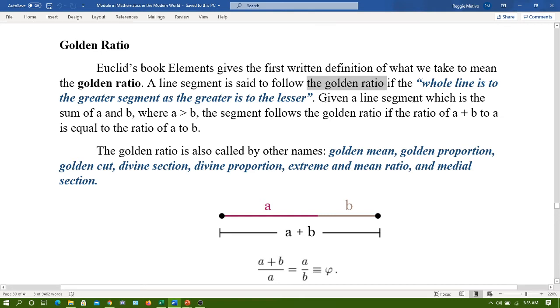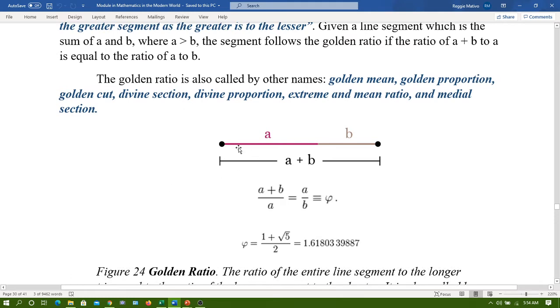Okay. Given a line segment which is the sum of A and B where A is greater than B, the segment follows the golden ratio if the ratio of A plus B to A is equal to the ratio of A to B. The golden ratio is also called by other names. We have golden mean, golden proportion, golden cut, divine proportion, extreme and mean ratio, and medial section.